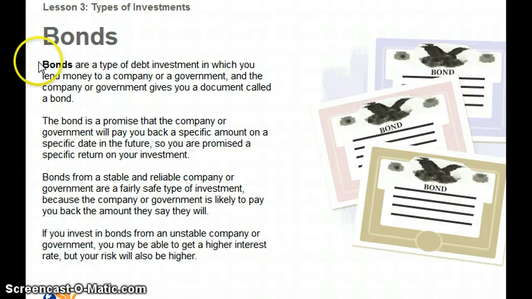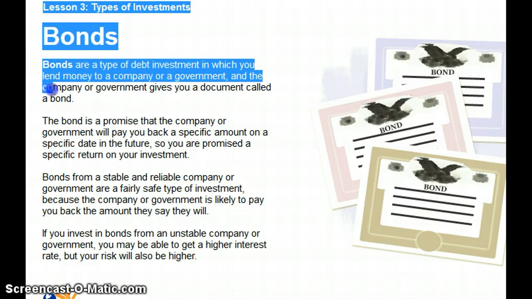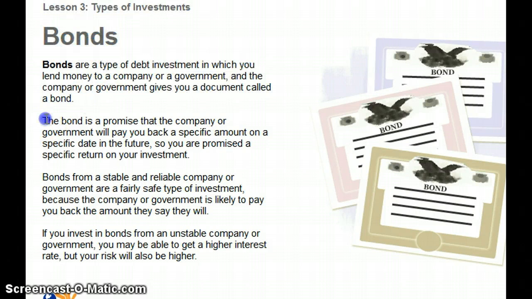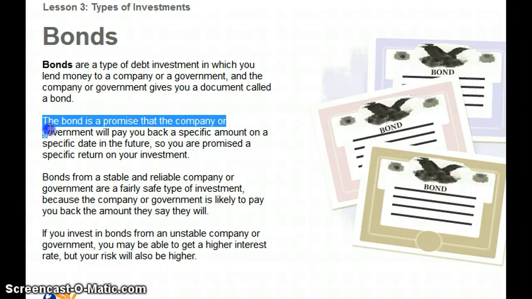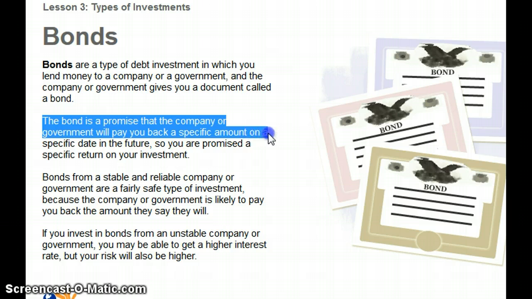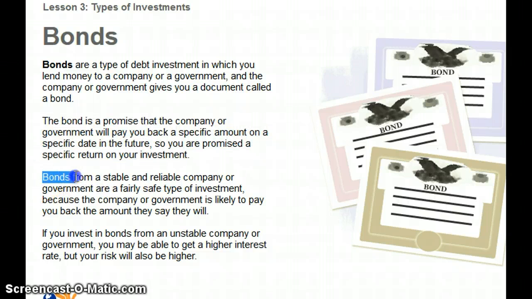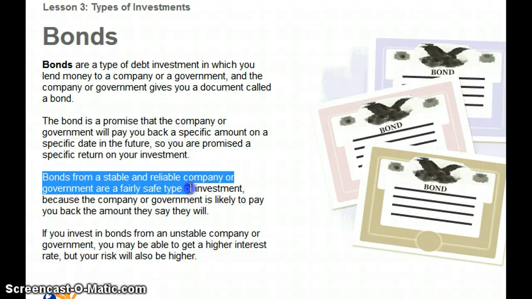Bonds are types of debt investment in which you lend money to a company or the government, and the company or government gives you a document called a bond. The bond is a promise that the company or government will pay you back a specific amount on a specific date in the future. So you are promised a specific return on your investment. Bonds from a stable and reliable company or government are fairly safe.